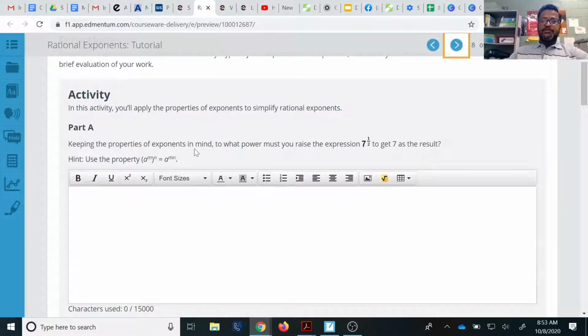Keeping the properties of exponents in mind, to what power must you raise the expression 7 to the 1/2 to get 7 as a result? Now, the hint: use the property a to the m to the n is a to the mn. Now I have 7 to the 1/2, right? I need to get 7 as a result.